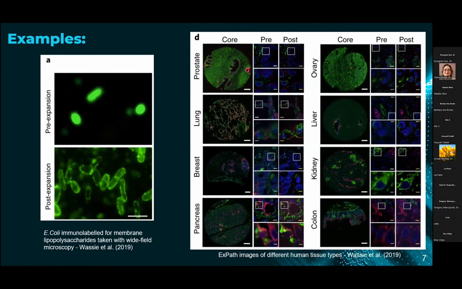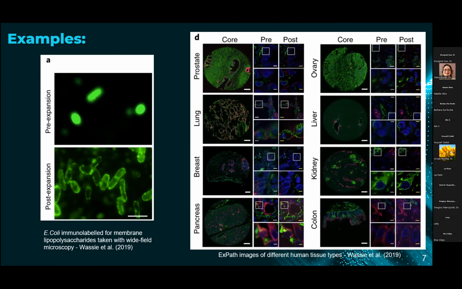So the first one here on the right is E. coli, immunolabeled for membrane lipopolysaccharides. And this was taken with a wide field microscope. As you may all know, wide fields are more accessible to your everyday lab in comparison to confocals. So the top here shows pre-expansion and the bottom shows post-expansion. As you can see, it is much clearer, and even the fluorescent molecules have separated so that you don't just get a large blob of light.